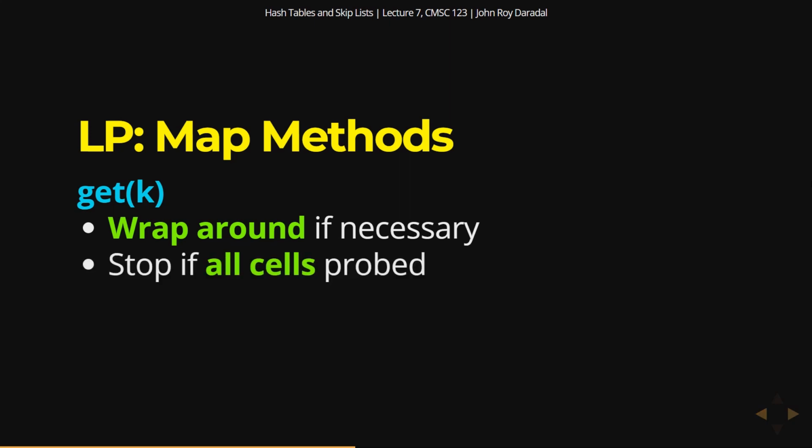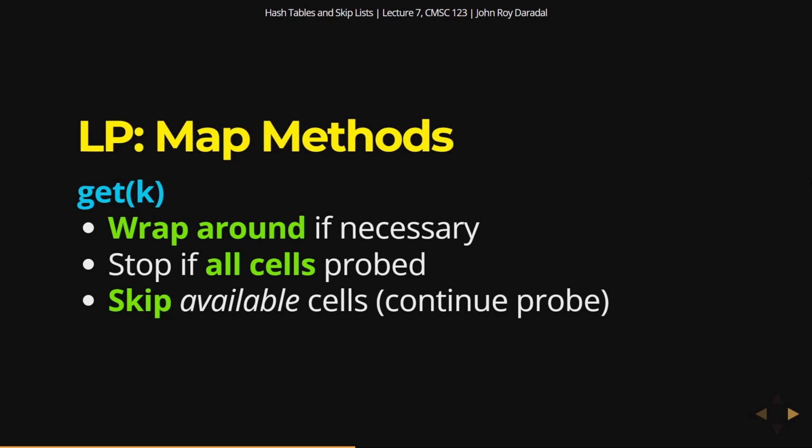As I mentioned, you need to wrap around if necessary because it's a circular array, and you also need to stop if you've probed all cells. There are only n possible cells, right? That's the size of our array. So if you've already done n probes, then you need to stop because you've checked all possible cells and you still haven't found it. Now we will also need to skip over something called available cells. We haven't mentioned yet what available cells are, but for now, just know that if it's an available cell, we will skip over it and continue the probe.